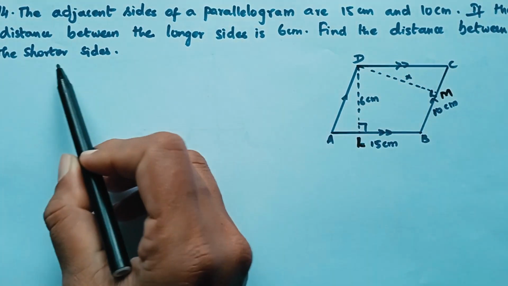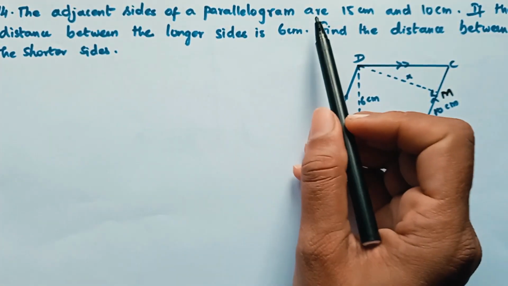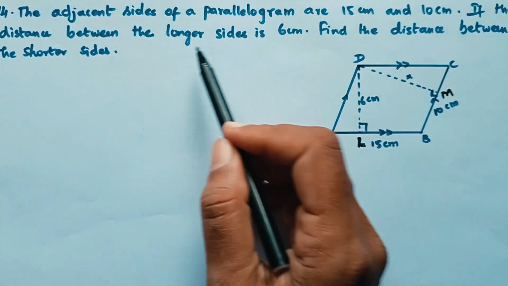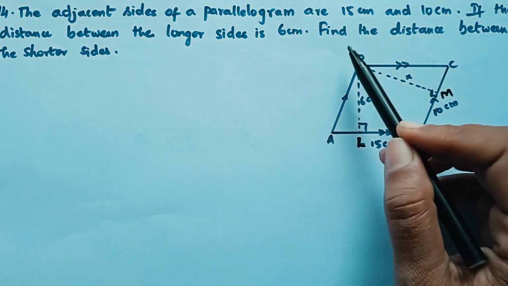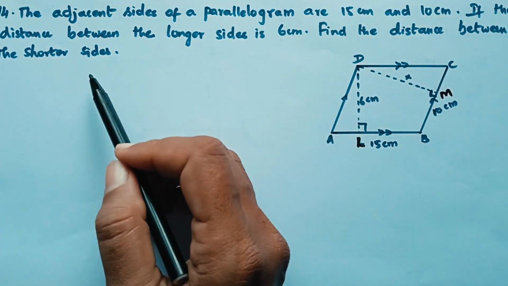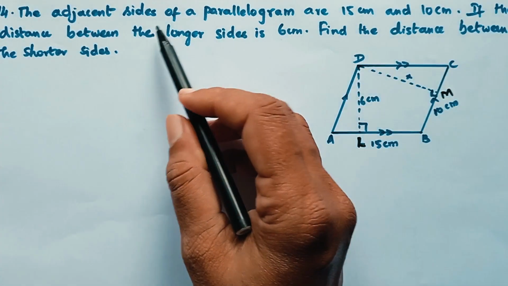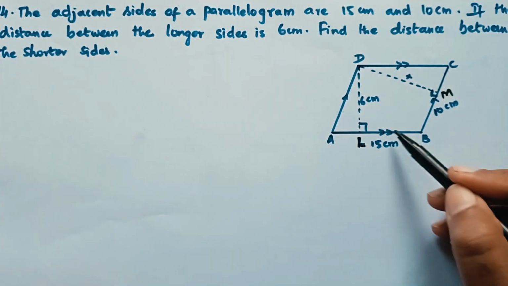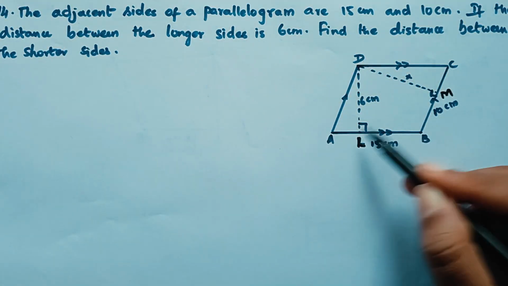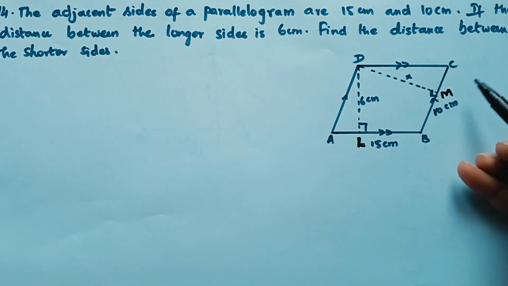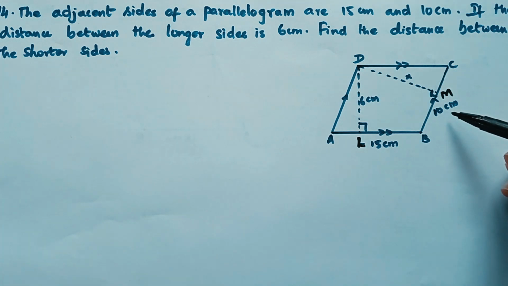Next question. The adjacent sides of a parallelogram are 15 cm and 10 cm. If the distance between the longer sides is 6 cm, find the distance between the shorter sides. This is the parallelogram, and they have given the adjacent sides of a parallelogram. So AB and BC are the adjacent sides. AB is 15 cm and BC is 10 cm.